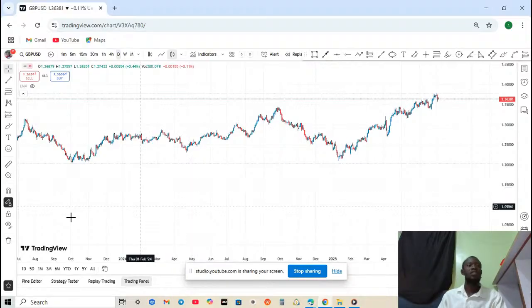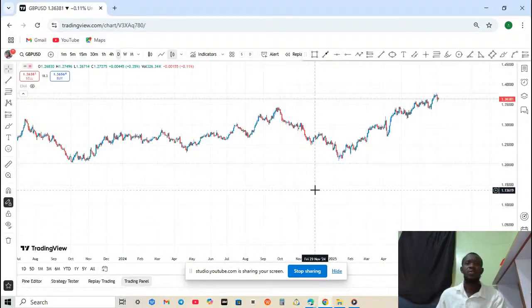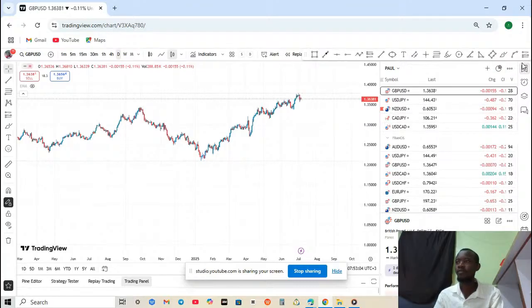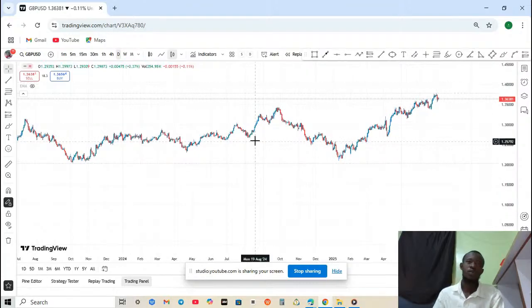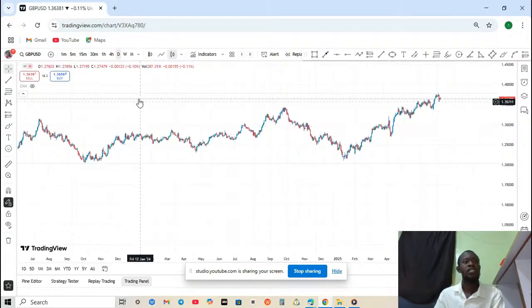Yeah guys, let's focus. We are looking at the break and retest strategy, and today let's also focus on the GBPUSD chart. First of all, my analysis starts from the daily time frame.